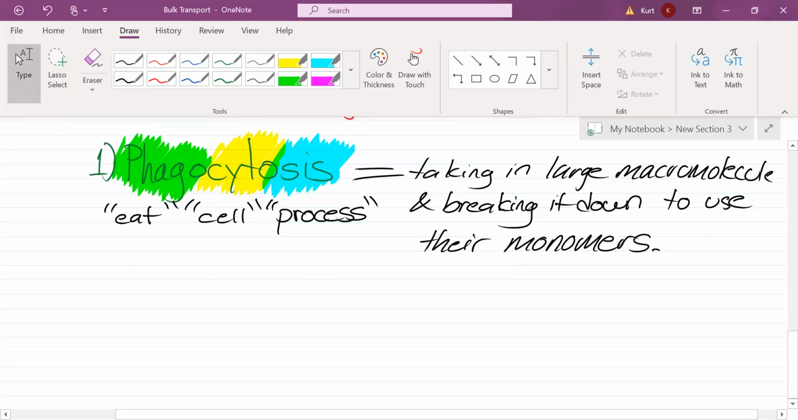because as we go further away from it, it's going to be harder for you to remember. So you don't need to write this down if you don't want to. But if you were to have a cell phagocytize a protein, what would that protein be broken down into? What are the monomers of a protein? Amino acids.